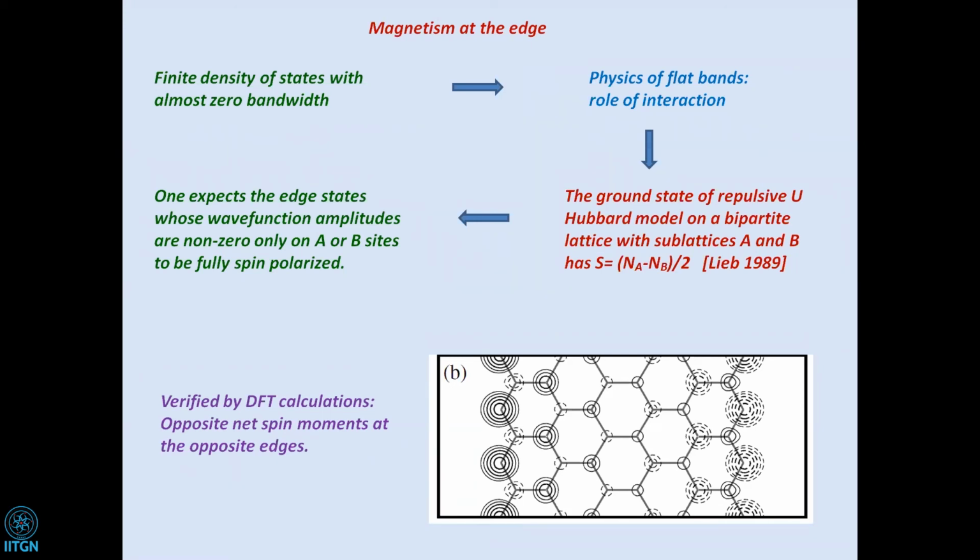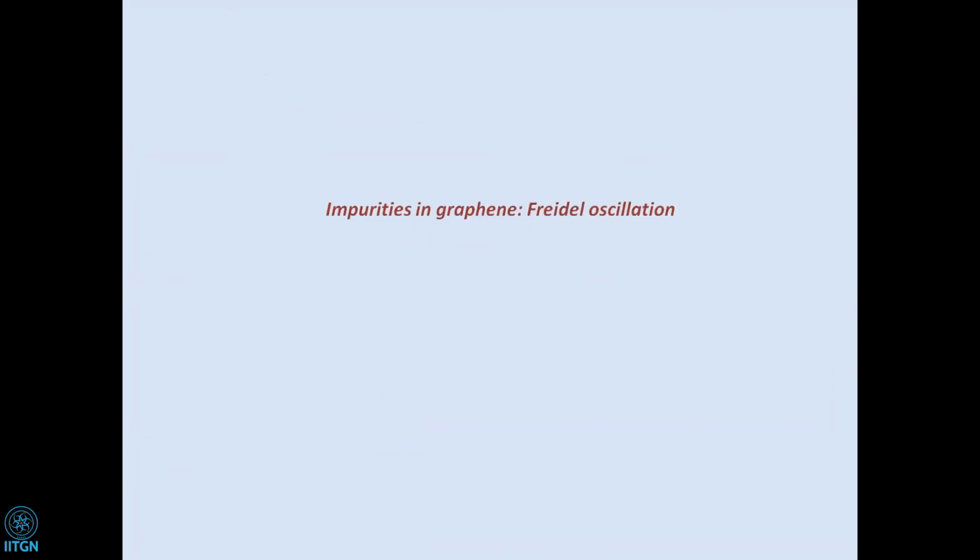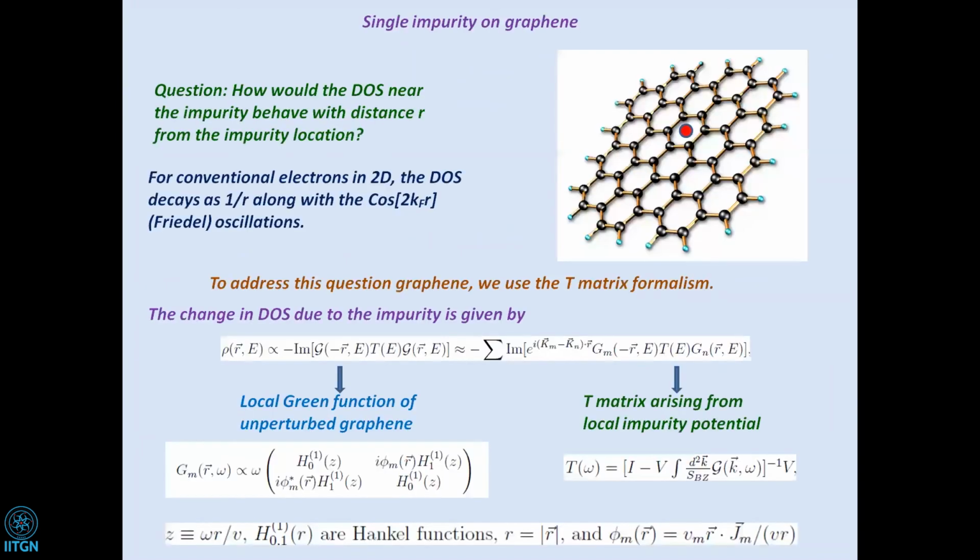Any other questions? Anything which is unclear? Okay. If not, let me go to the last topic of today, which is this Friedel oscillation. And here, I'm going to talk about what happens when you put an impurity on top of this graphene. Okay. So imagine that you have this graphene honeycomb lattice, and you put in an impurity on top.